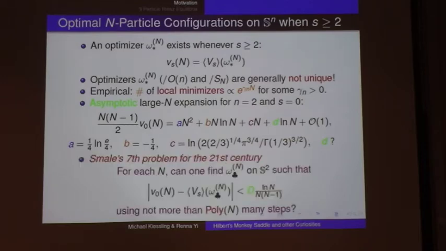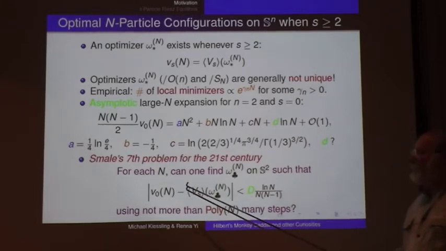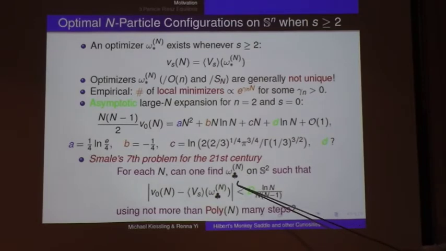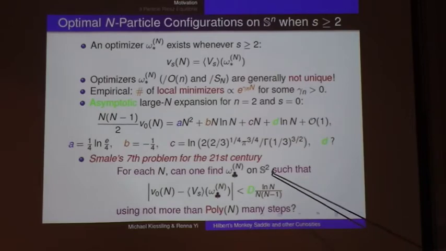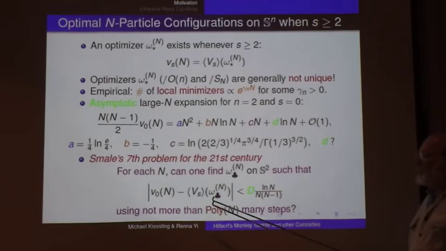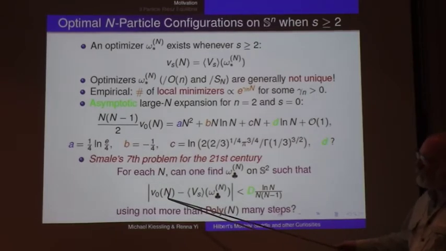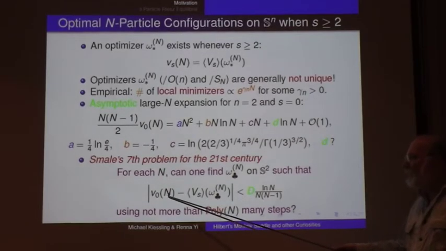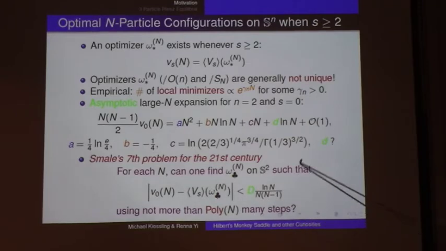So, and then Steve Smale proposed, when he was asked to come up with a list of problems worthy of the attention of mathematicians in the 21st century, problem number 7 is this. For each n, can one find a configuration, you see there is not the star, it's not necessarily the optimizer, a configuration on S2, such that the discrepancy of the average pair energy of this configuration from the optimum, whatever it is, differs by not more, essentially, than this term.